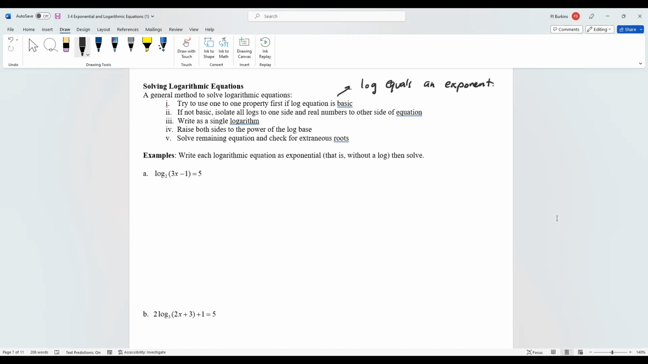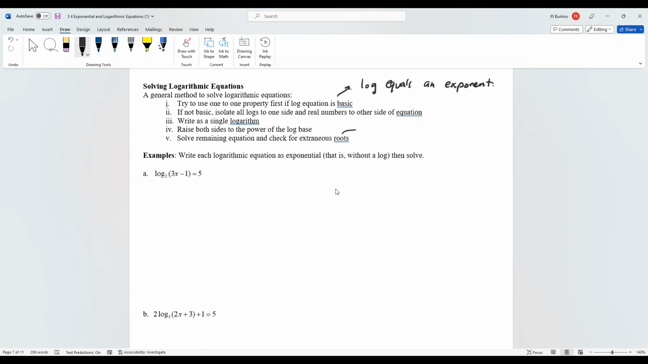If it's not basic, then we need to get all of the logs together on one side and all of the constants or numbers on the other. And then we need to eliminate the logarithm after we've written it as a single log. So you put them all together on one side, create a single logarithm using logarithmic rules, then raise both sides to the power of the log base. So if it's natural log, we use e. If it's log base 5, we would do 5 for both. And then solve the remaining equation and check for extraneous roots.